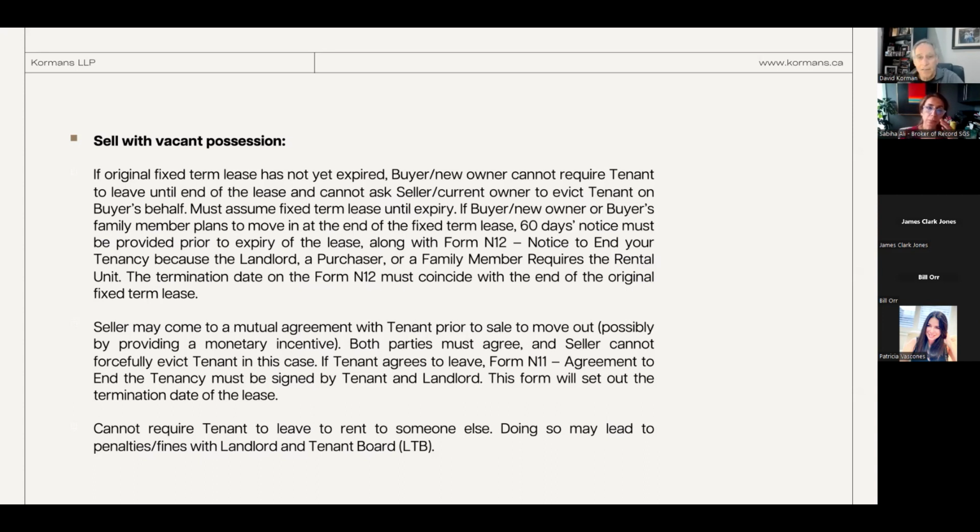Tenant can say, no, it's not convenient for me. My lease isn't up till the end of June. I don't care if you've got a closing date that's the end of May. I'm entitled to stay for that month. I don't want to leave earlier. I'm going to be inconvenienced.